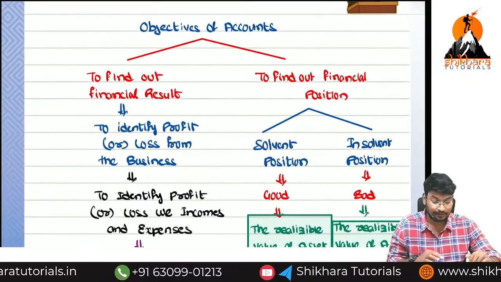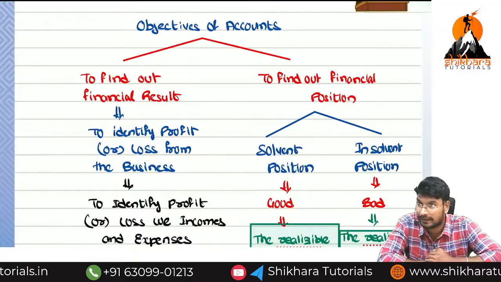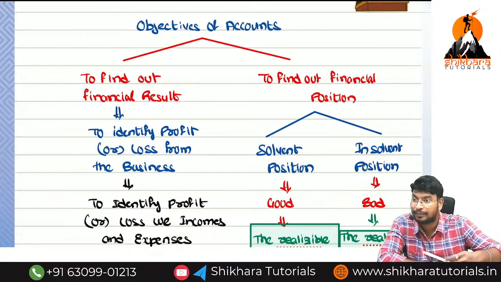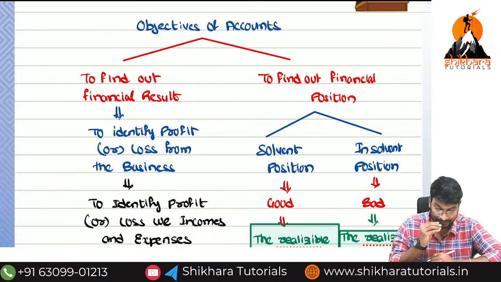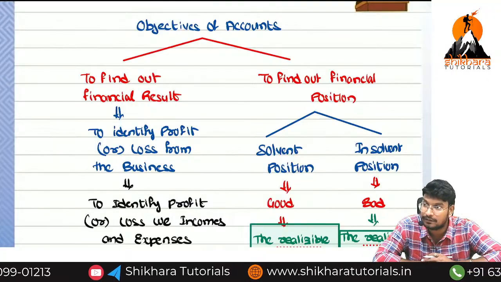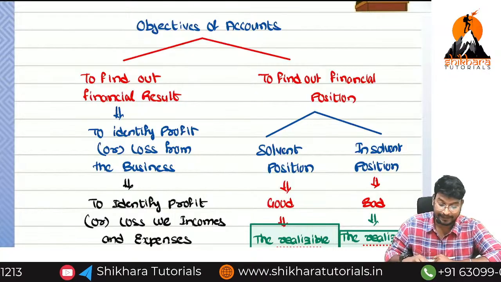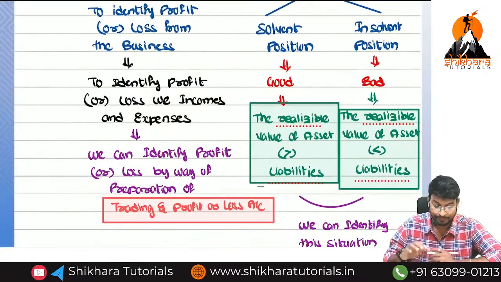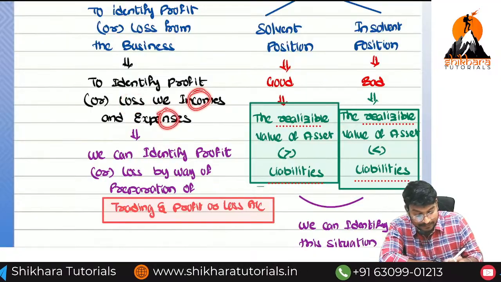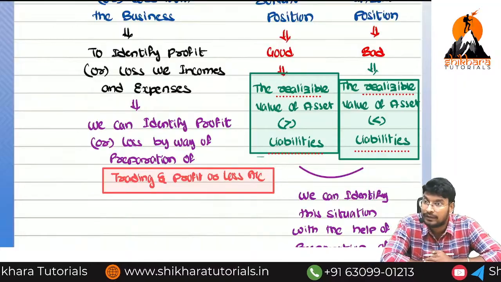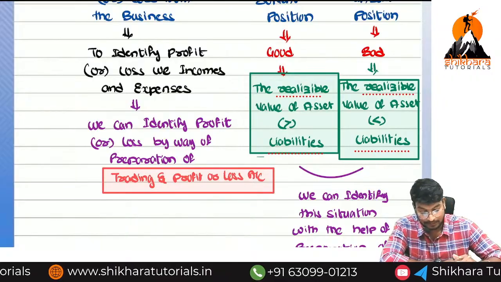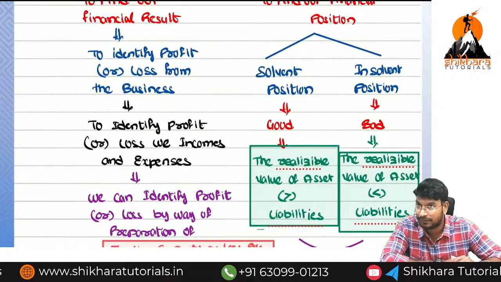Okay, we have discussed the objectives of accounts. What is the meaning of objective of accounts? Why do we need to prepare the accounting? We need to prepare the accounts to find out the financial result. What is the meaning of financial result? Whether profit or loss. We can identify the profit or loss with the help of incomes and expenses. So in order to identify the profit, we need to prepare the profit and loss account. Next we will prepare the trading account and profit and loss account.